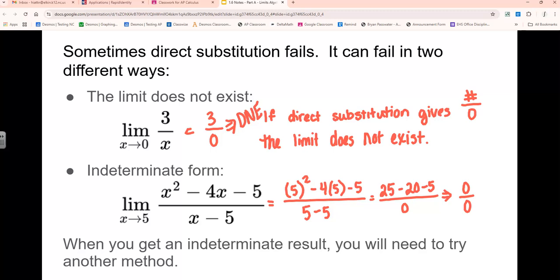Technically, nothing can equal 0 over 0. 0 over 0 does not equal 0. It does not equal 1. It is what we call the indeterminate form. So this right here, if you get 0 over 0, this is indeterminate form. And it's sort of nonsensical.